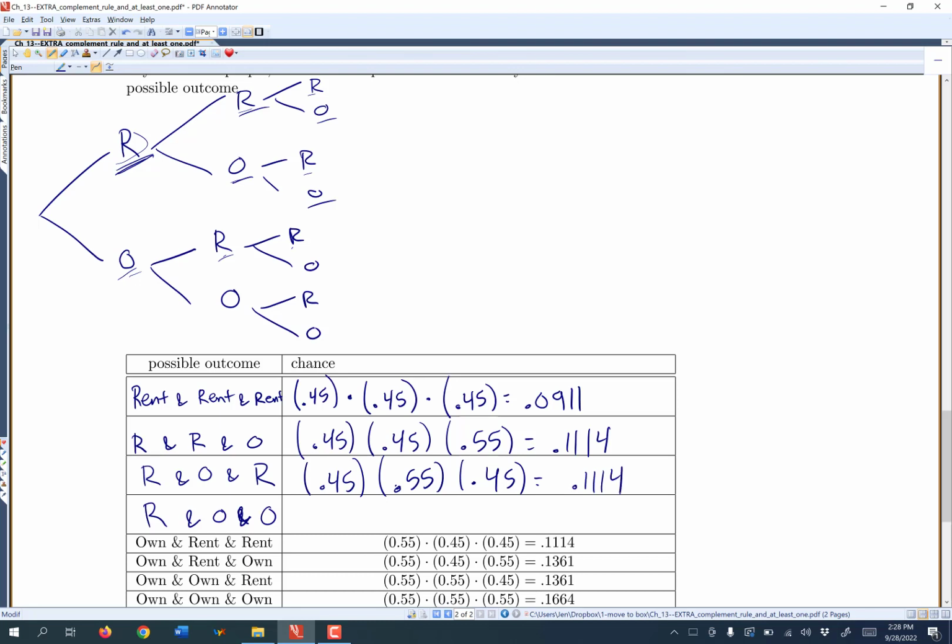Notice these do match up. That often happens in situations like these. Let's see, rent and own and own. So rent is 0.45, own is 0.55. And we want another own, which would also be 0.55. If I put that in, I get 0.1361. And then I did the rest just to save us time.